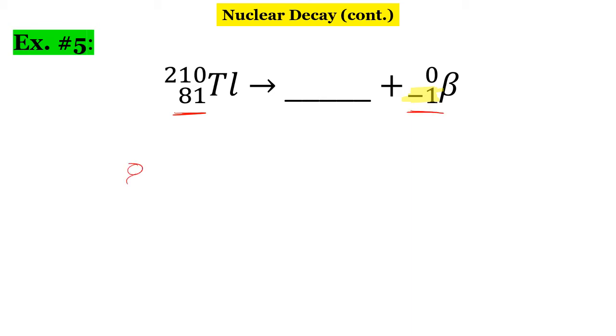So we have 81 equals blank plus a negative, which is the same thing as subtracting 1. So what minus 1 is 81? Well, that's going to be 82. So 82 goes down below here, and then we'll have 210 up above. 82 on the periodic table is lead, Pb.